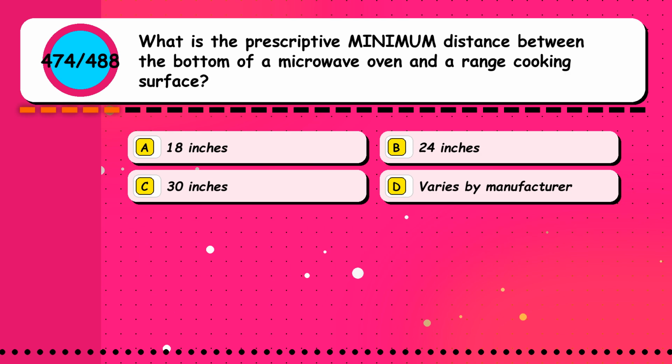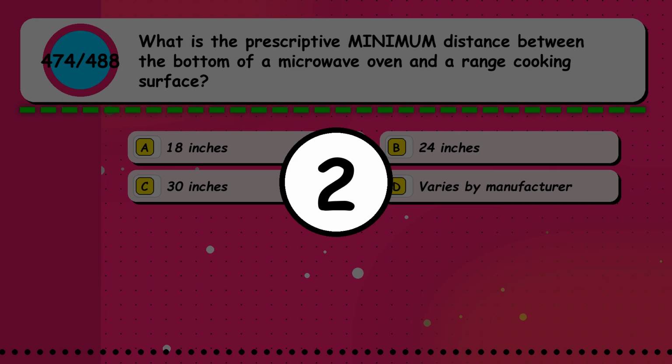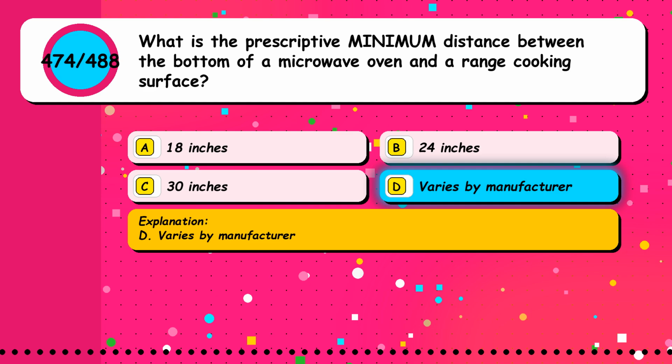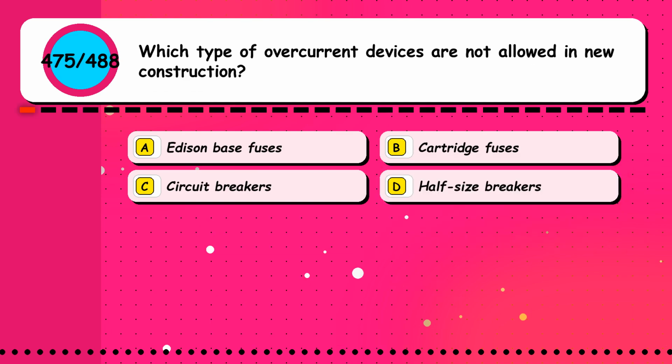Question 474. What is the prescriptive minimum distance between the bottom of a microwave oven and a range cooking surface? Option A, 18 inches. Option B, 24 inches. Option C, 30 inches. Option D, varies by manufacturer. The correct answer is option D, varies by manufacturer.